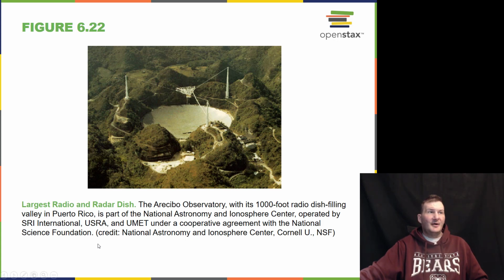The largest radio and radar dish is right now in Arecibo, Puerto Rico, which has been greatly damaged by hurricane season of 2017. It's a 1,000-foot radio dish filling in a natural valley here in Puerto Rico, with its detector being suspended up above by these 3 guide wires in a triangle series.